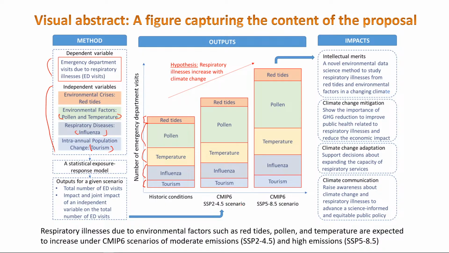But under future climate scenarios, this scenario and this scenario, this is a medium emission scenario. This is a high emission scenario. I'm expecting the red tide numbers to increase, but we are expecting ED visits to increase in general. So here's a hypothesis: respiratory illnesses increase with climate change. That's our hypothesis.